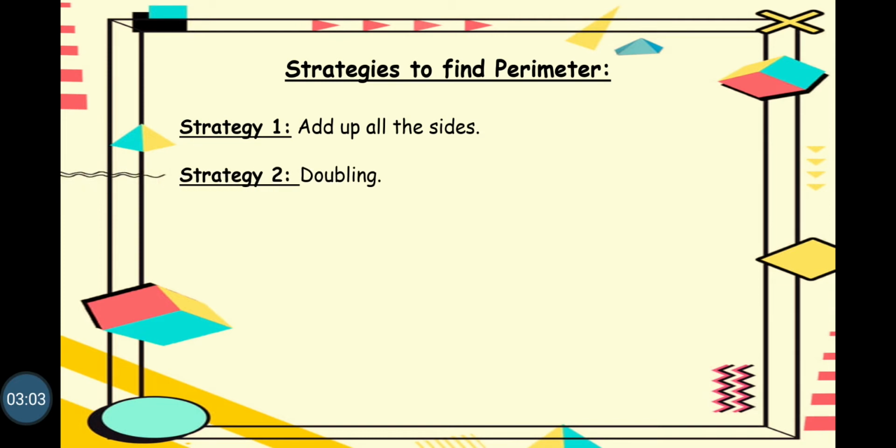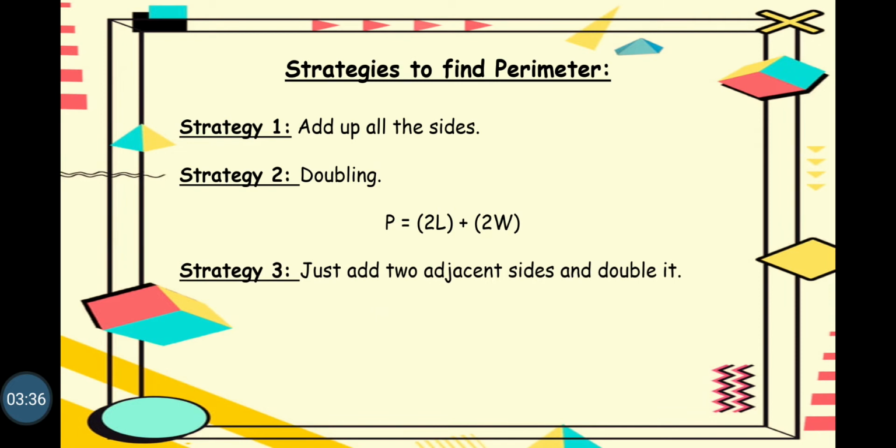The second strategy is doubling. So you are thinking, what does doubling mean? This means that we can double the length and we can double the width, and then we can add both of these and we can get the perimeter, because you know that in the rectangle both lengths will be the same and both widths will be the same. And in the third strategy, you can just add 2 adjacent sides and then you can double it.